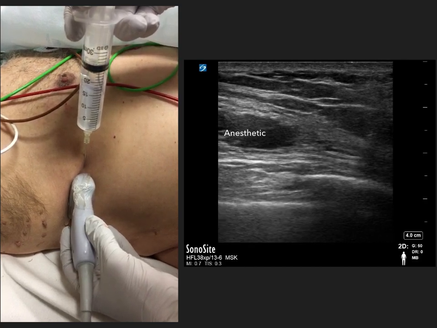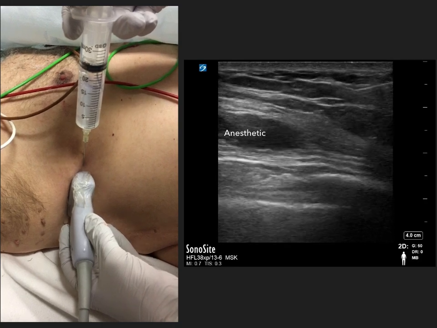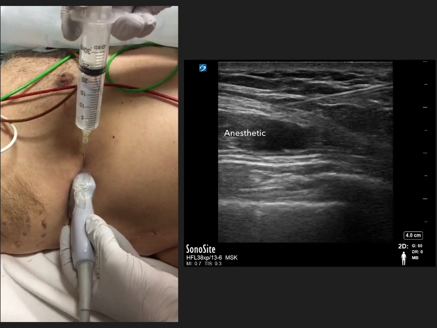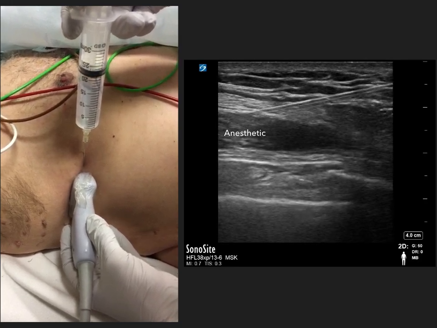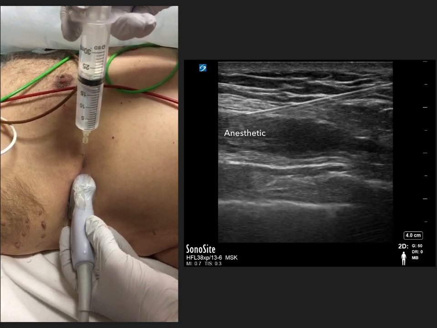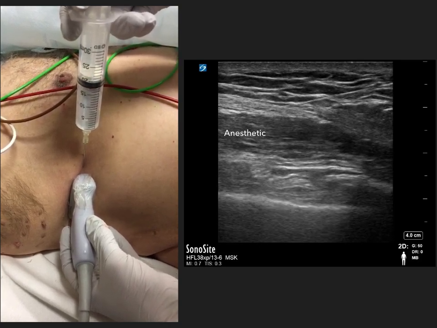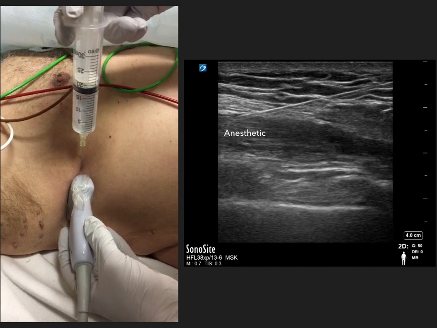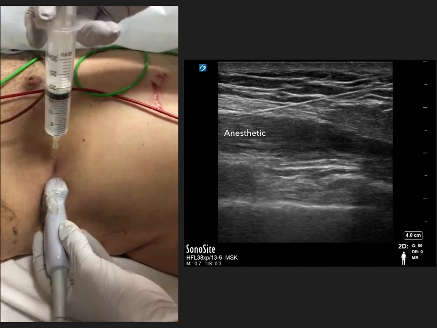If it's hard to inject, or if it doesn't appear to be spreading along the plane, you may be in a muscle belly and have to adjust your needle a little more superficial or deep. Leave the entire contents of the syringe, and over the next 15 to 30 minutes it should diffuse through the space and hopefully make your patient a lot more comfortable.